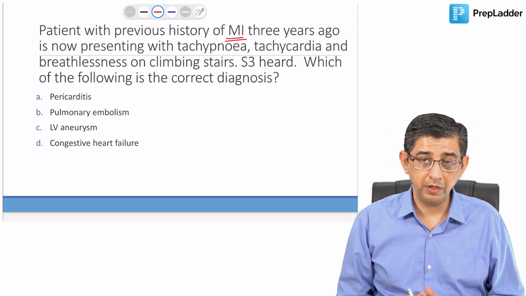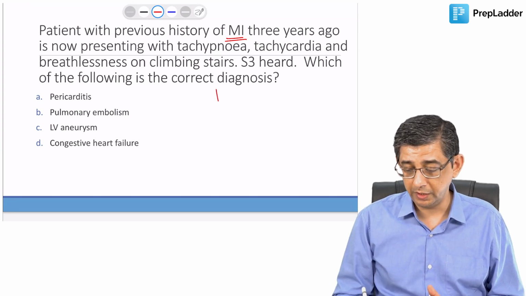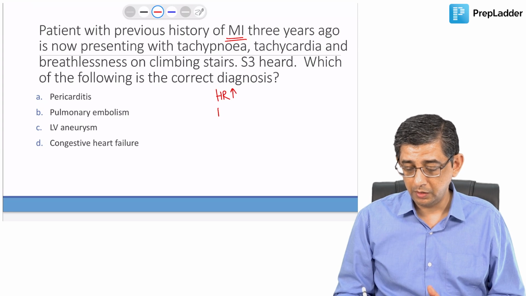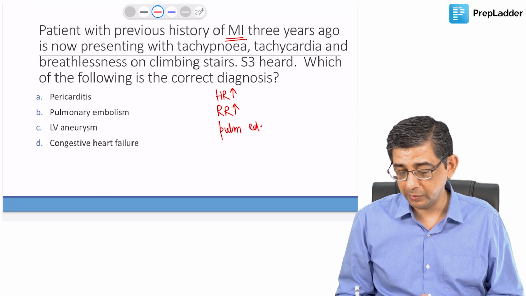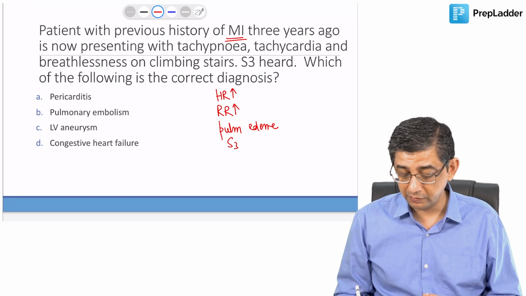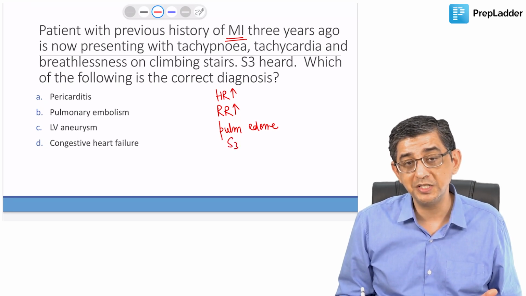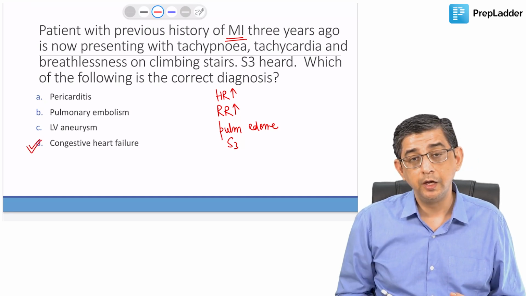Now is having tachypnea, tachycardia, breathlessness on climbing stairs, and third heart sound. So what is he telling you? Heart rate is more, respiratory rate is more. There is breathlessness on climbing stairs. So there must be some pulmonary edema component because he's talking about a heart getting involved due to MI previously. Third heart sound is always an auscultatory finding of heart failure, congestive heart failure. The answer to this question is option number delta.